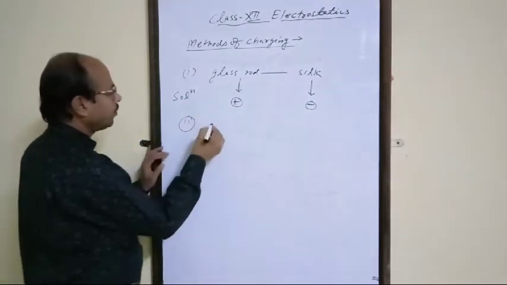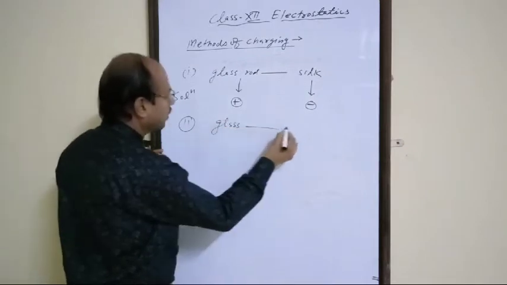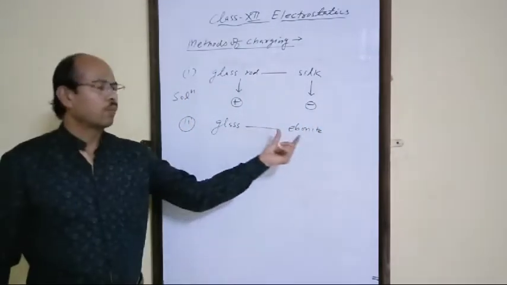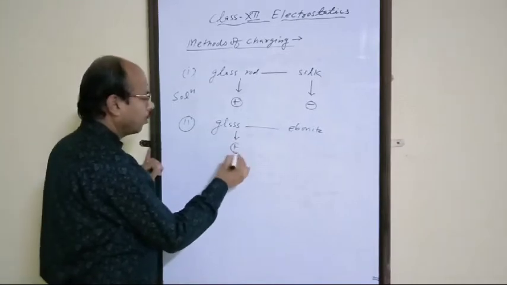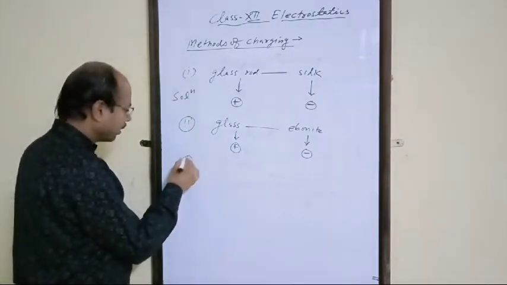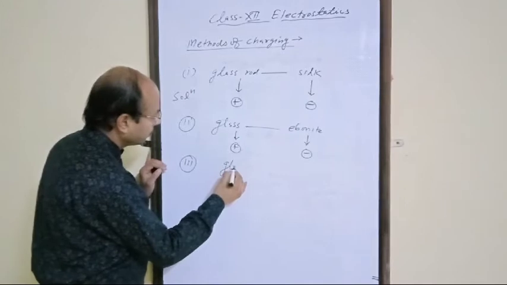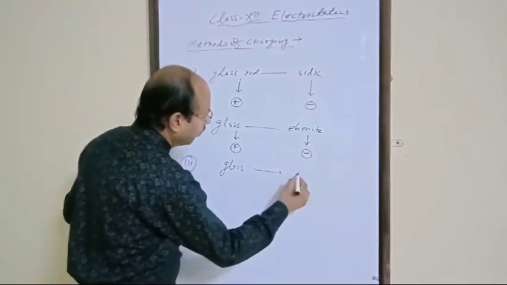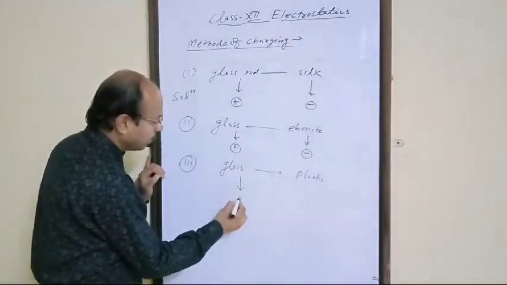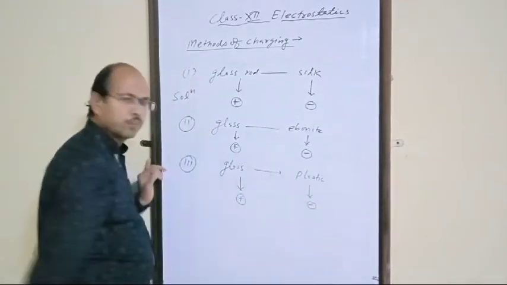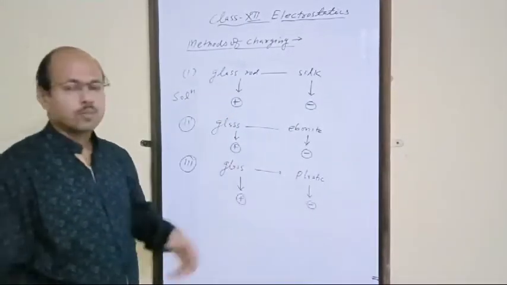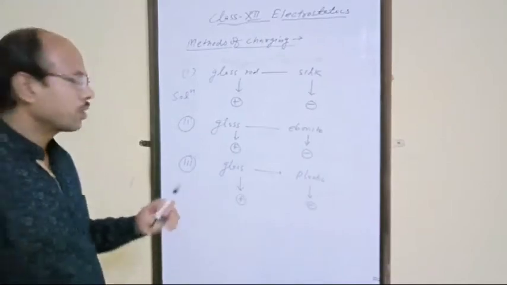Second, we can say when glass is rubbed with ebonite, glass acquires positive charge and ebonite acquires negative charge. Third, we can say when glass is rubbed with plastic, then it acquires positive charge and the plastic acquires negative charge. So these are certain common examples related to charging by friction, and how charges are produced in friction.